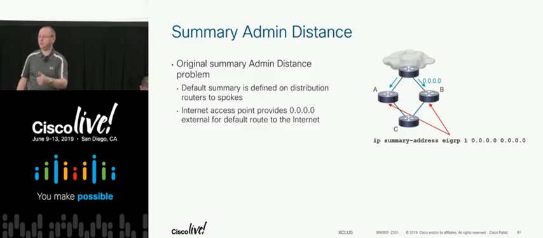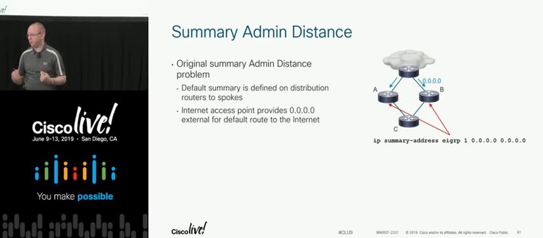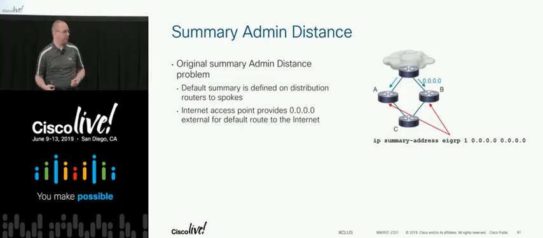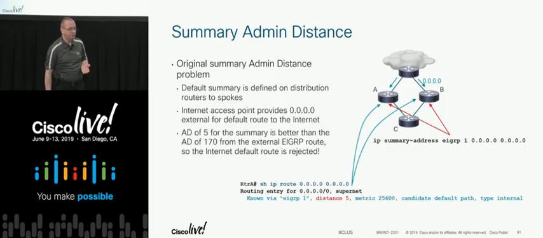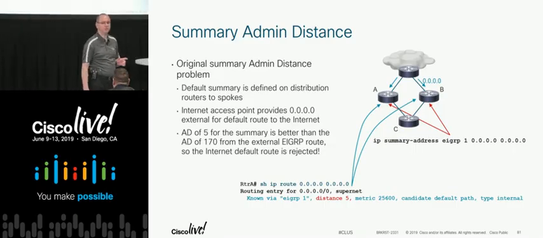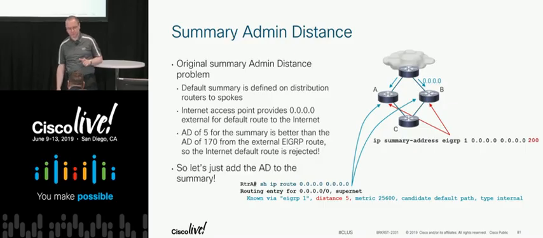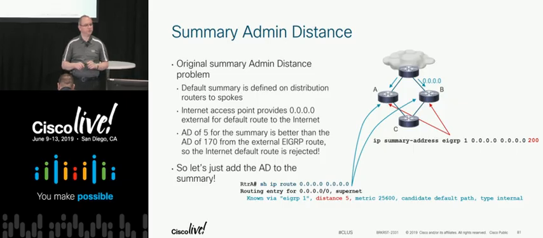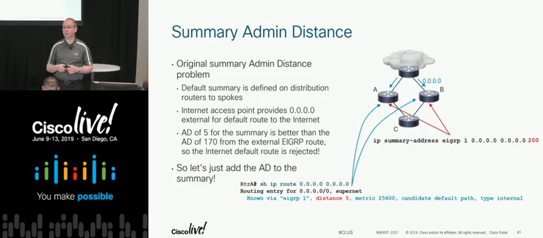Meaning that neither EIGRP itself, not even BGP can override it, because 5 is so good. So what happens is that if you summarize like this, those routers A and B cannot really learn the default route on themselves unless it's configured statically or something. So you actually cut them off. What needs to be done in this case is define the administrative distance on the summary route itself. And this can be done, for example, with ip summary-address, and then the administrative distance, for example, 200.